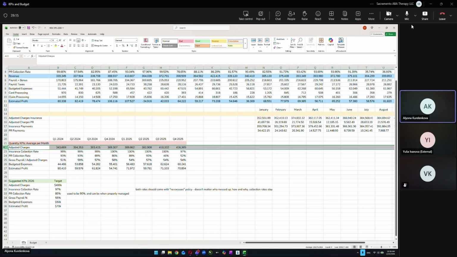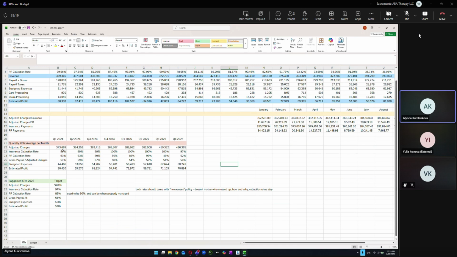So here is the first one, adjusted charges. You can see how it kept growing from 300-something to almost 400 to over 400. I would set it at 400 because that would be achievable and reasonable. She almost got there both of the quarters in the beginning of 2025. So I think as a goal, this is a very decent goal.